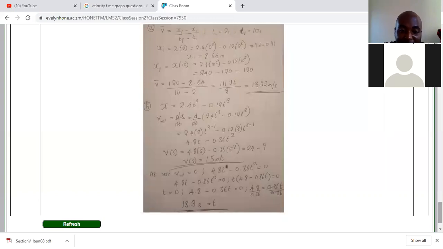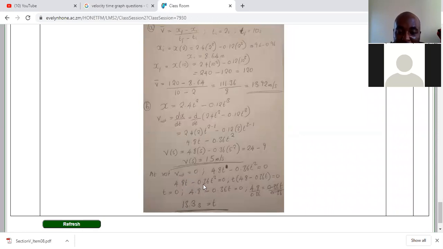At rest, the velocity is 0. When something is at rest, the velocity is what? 0. So at rest, the instantaneous velocity which you have found here is 0. So you will find this equation is 0. So you write it again: 4.8t minus 0.36t squared equals 0. So then you solve for t.